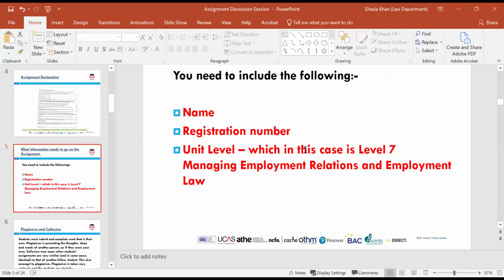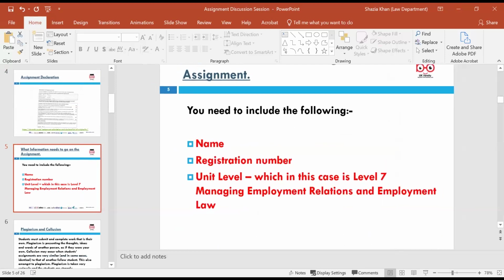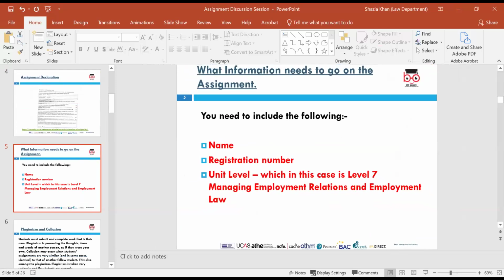What you need to include before you do the assignment. So what information needs to go on the assignment? Firstly, your name, your registration number, unit level, which in this case is level 7, managing employment relations and employment law. Make sure you page number each page as well to identify in your contents page, because it's so important you have a contents page when it comes to doing your assignment.